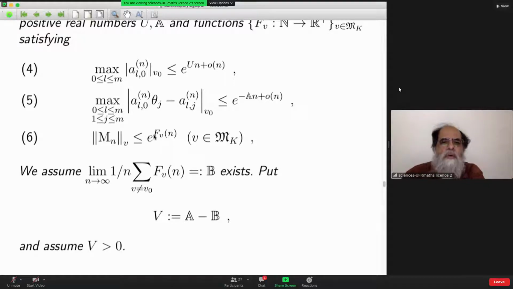So you are going to need to sum all these Fv of n, the contributions of the norm that is against you, and the quality of the approximation. You are going to ensure linear independence as soon as this number A is bigger than the sum over all the places of Fv of n.